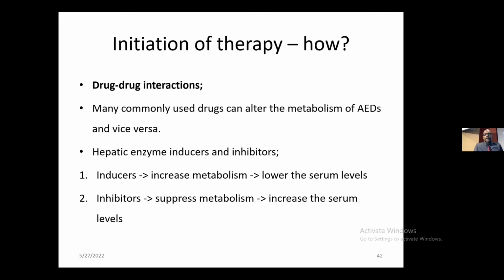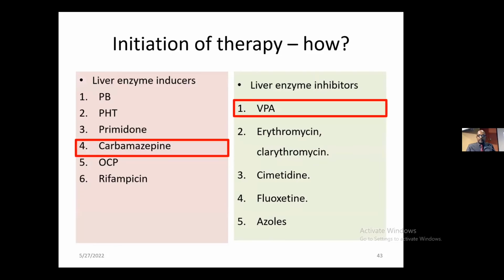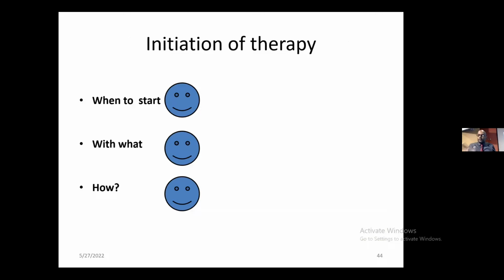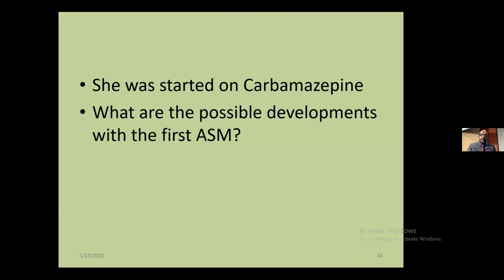And drug interactions, there are certain drug interactions between the anti-seizure medications which we use. There are certain drugs which could induce the liver enzymes, hepatic enzyme inducers, and hepatic enzyme inhibitors. So if you could see, your carbamazepine is a liver enzyme inducer, whereas your valproate is a liver enzyme inhibitor. So try as much as possible to avoid the combination of carbamazepine and sodium valproate.